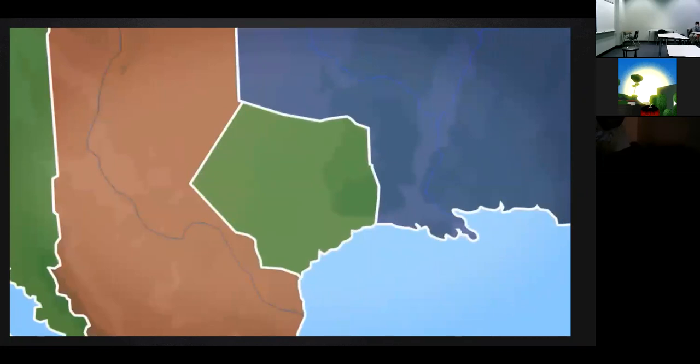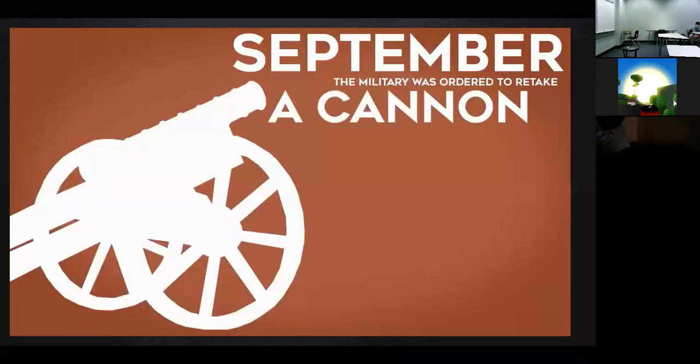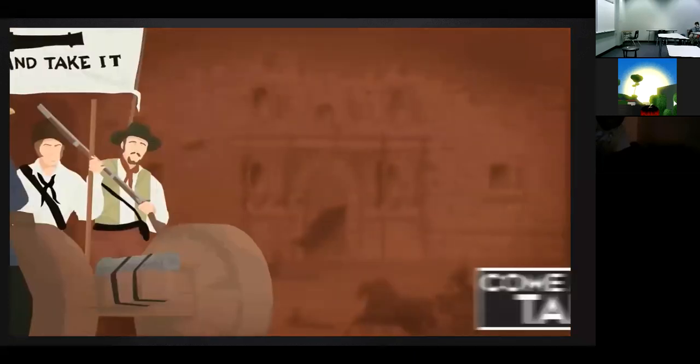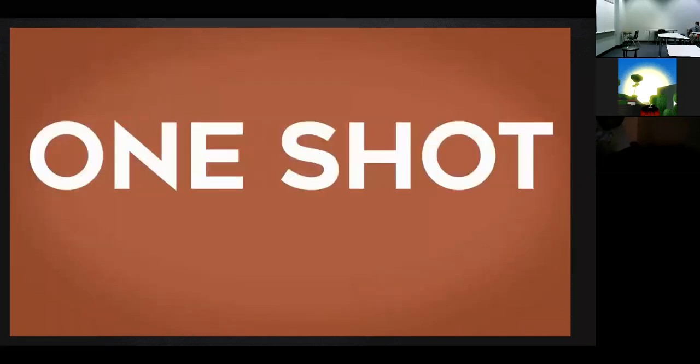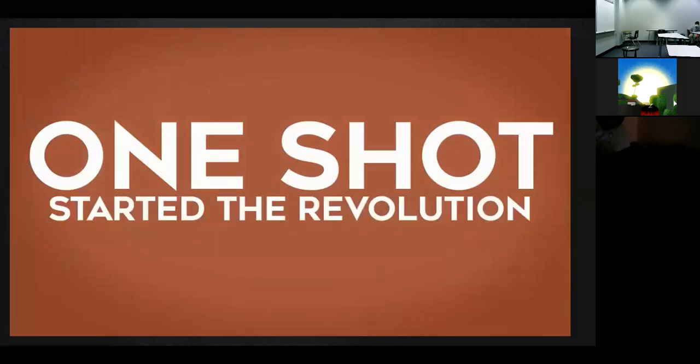Military commanders in Texas feared Texians joining the revolts, and so, maybe counterintuitively, began to crack down. In September 1835, the military was ordered to retake a cannon they had given to the militia in Gonzales. When the residents of Gonzales learned of the Mexican military's intentions, they had only one response. When Mexican forces arrived in Gonzales, they found the militia armed with firearms, the cannon, and a banner that read, "Come and take it." Significantly outnumbered, the soldiers were routed with one shot of the cannon, one shot that won the battle, one shot that started the revolution.